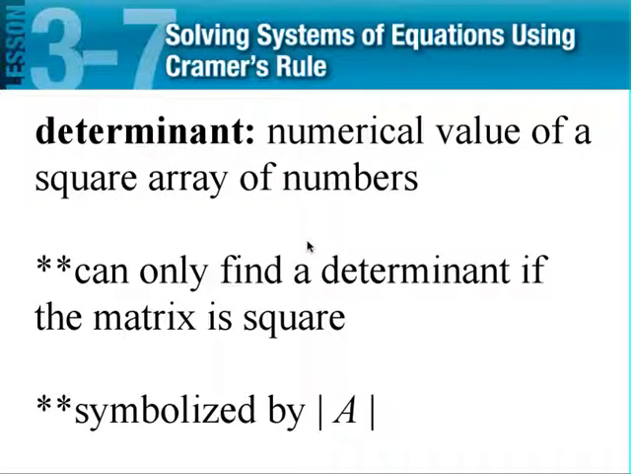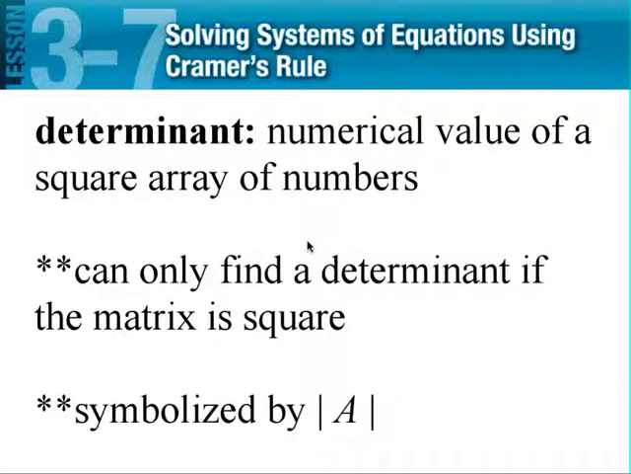So today we're going to be talking about determinants, and then tomorrow we'll discuss what Cramer's rule is. Okay, first of all, a determinant is a numerical value of a square array of numbers. So basically, you can only find the determinant if the matrix is square. That's the second point. So if you don't have a square matrix, you can't find the determinant, you're done.